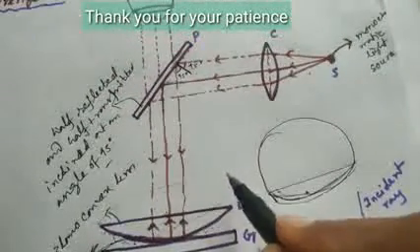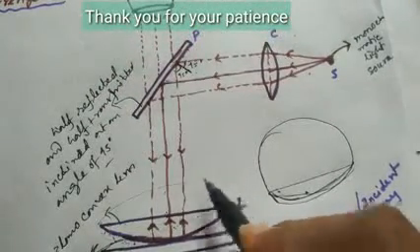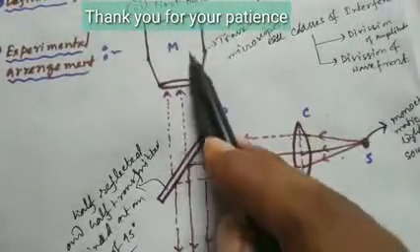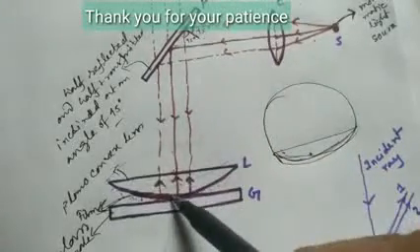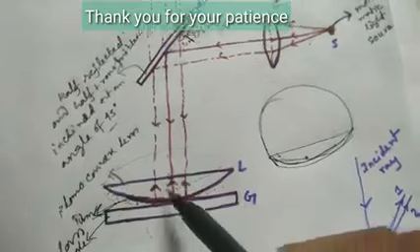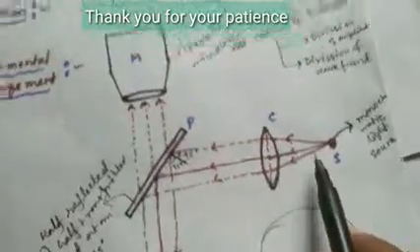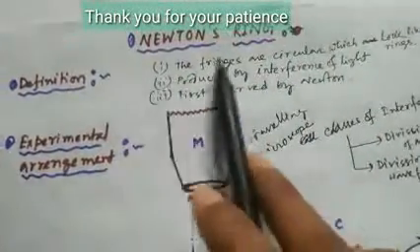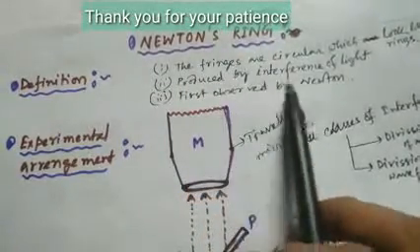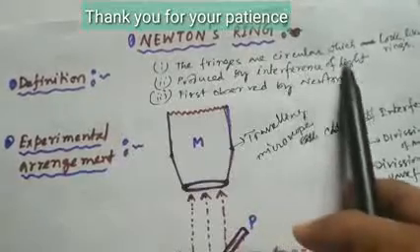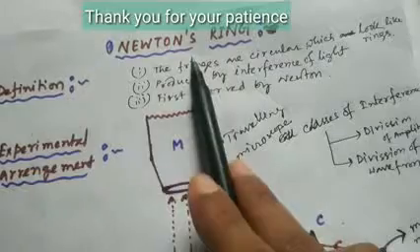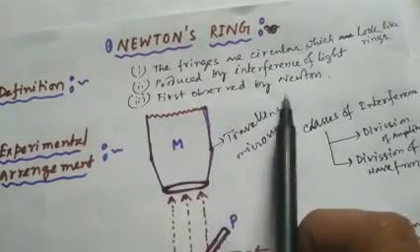We know that mu equals 1 for air. Now, the traveling microscope helps us observe the produced Newton's rings. Again, why rings? Because the fringes produced by interference of light are circular, like rings. And why Newton's? Because they were first observed by Newton.